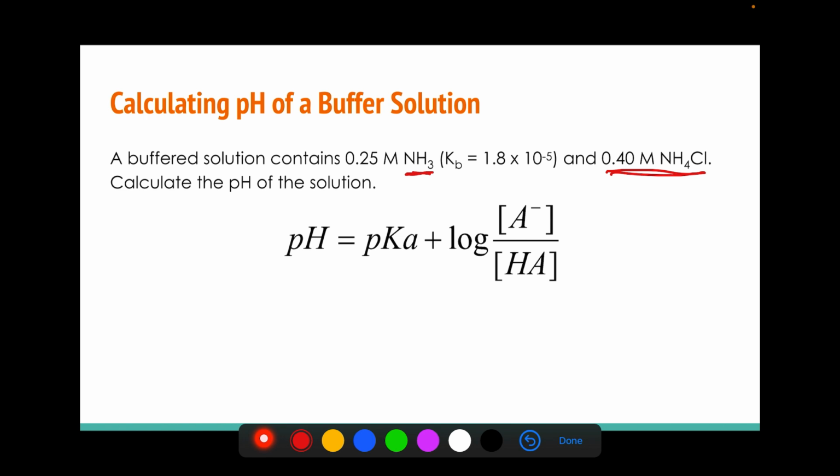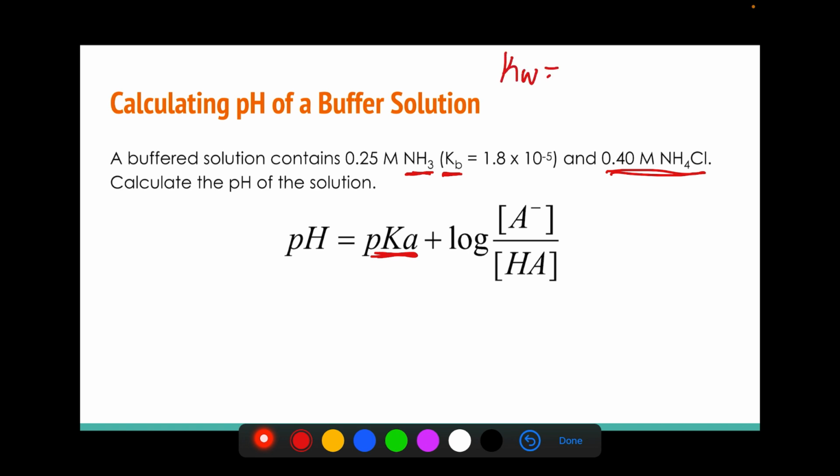However, you should note right off the bat we hit a bit of a snag because the Henderson-Hasselbalch equation uses the pKa, and we're given the Kb of the base in this buffer system. It is possible to rewrite the Henderson-Hasselbalch equation in terms of bases, but I think it's easier and also good practice to convert our Kb to a Ka.